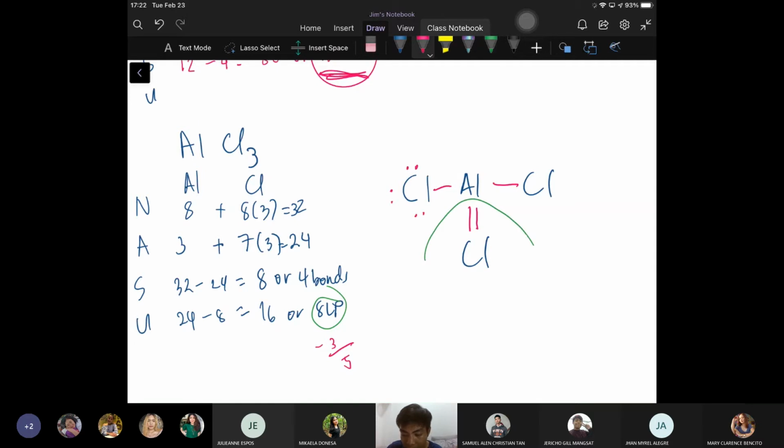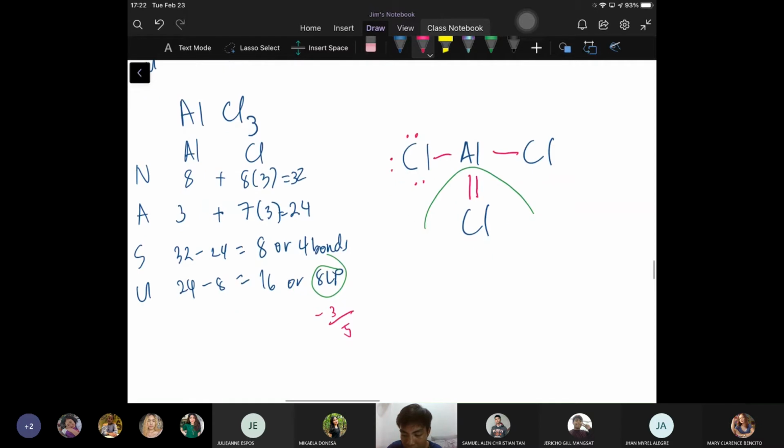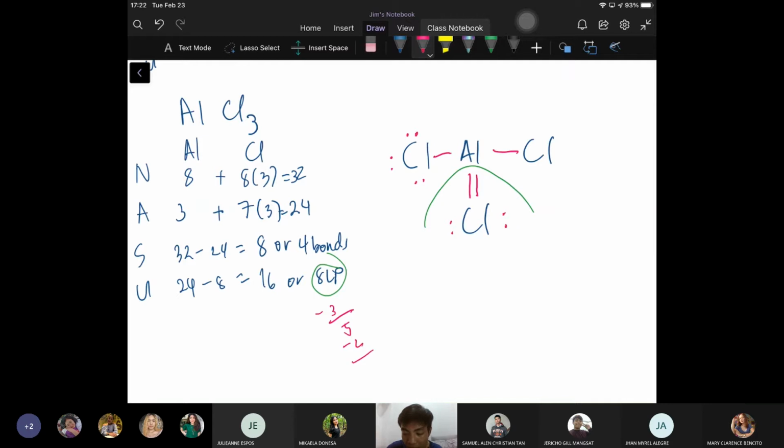So about this one, ito ay chlorine. Ayan, ay may 4. So 4 pa na electrons kailangan. So minus 2, 3. Ayan, sobrang 3 dito. Okay. So mukhang okay yung lone pairs, no?